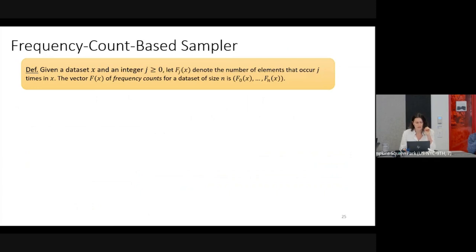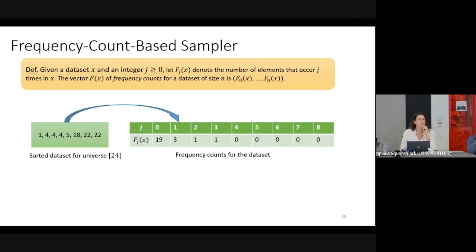So as an example, let's say our universe is the integers 1 through 24, and we have this data set that I've just sorted for ease of reading. Then the frequency counts for this data set are as follows. So for example, there are 19 things that appear 0 times. There are 3 things that appear once, right? So 1, 5, and 18. 1 thing that appears twice, and so on.